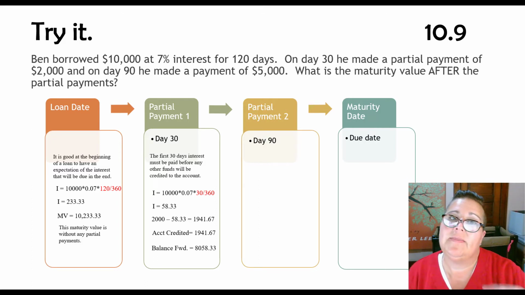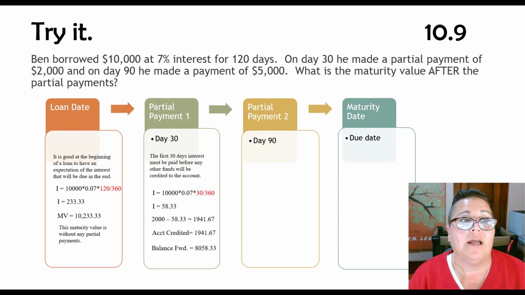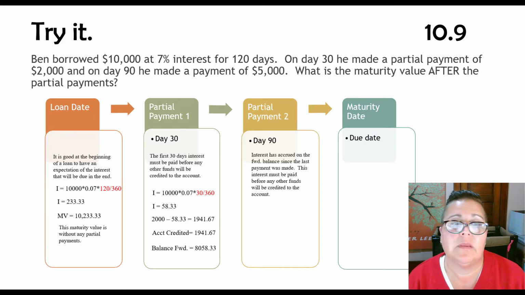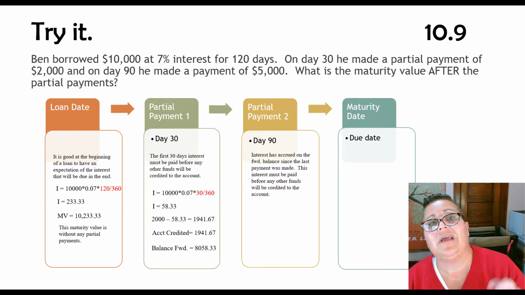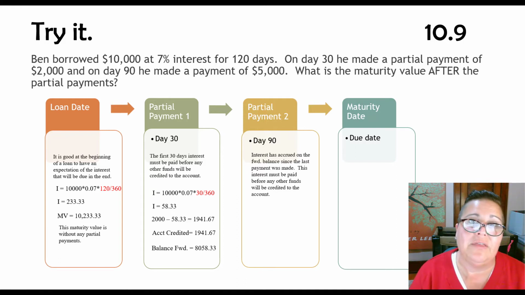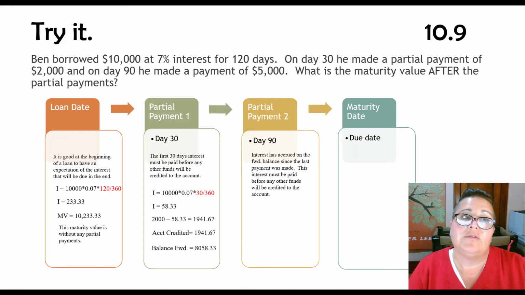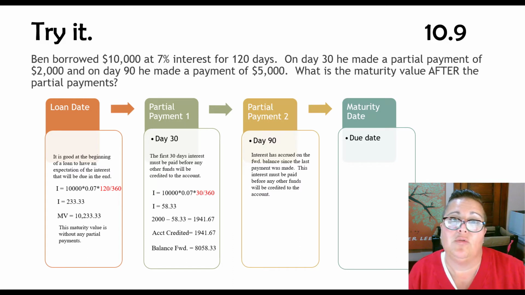The amount that they owe is $8,058.33. That's how much they owe. On day 90, they're going to make an additional payment of $5,000. Now, here's the thing. On day 90, interest has accrued from day 30, but for those days from 30 to 90, which is 60 days, the interest is only accruing on the new balance of $8,058.33.